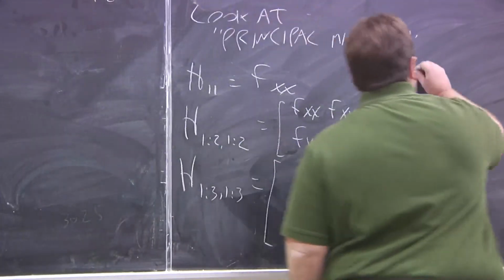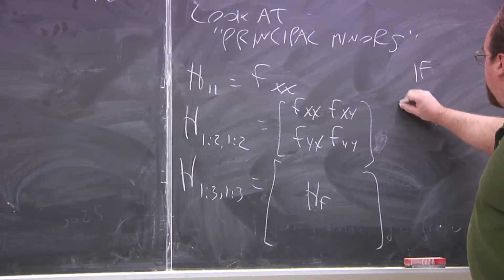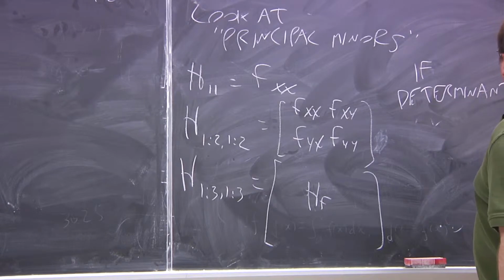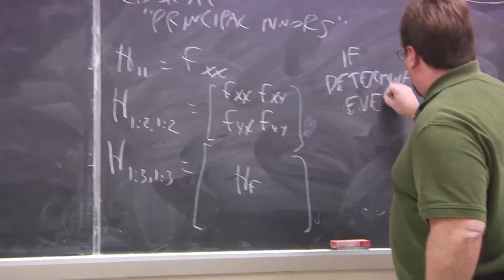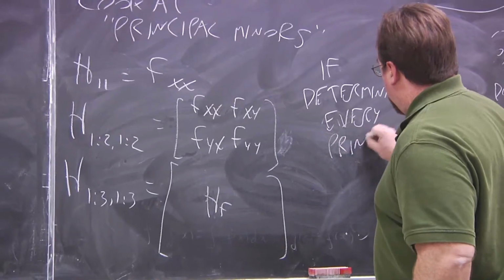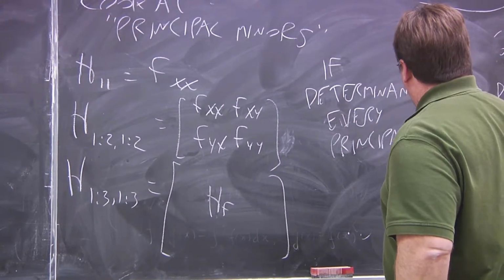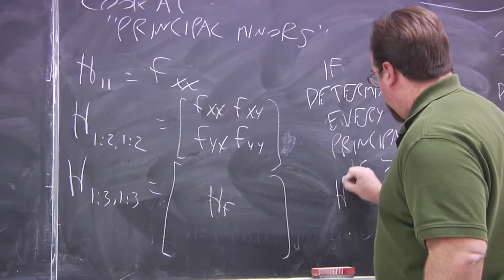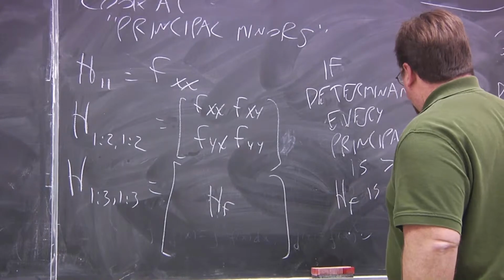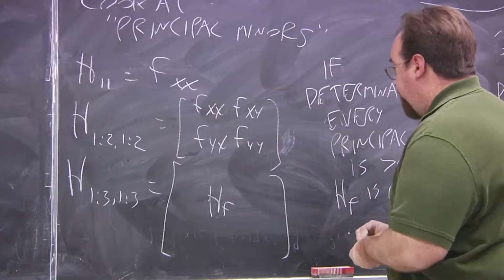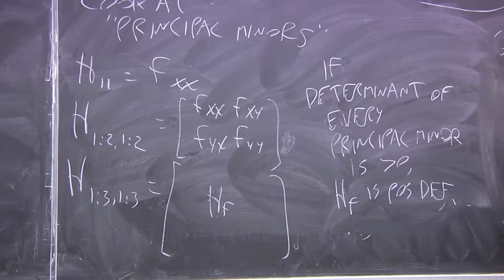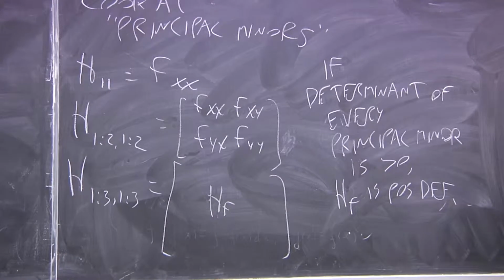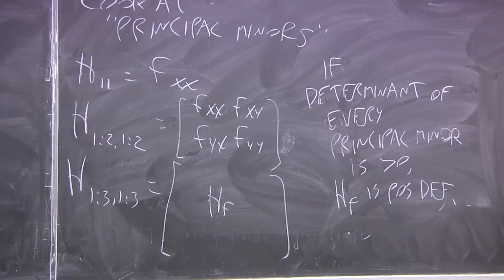And if the determinant of every principal minor is positive, the Hessian is positive definite. All right. And in fact, the test that I described for you last time, for the two variable case, does exactly this.